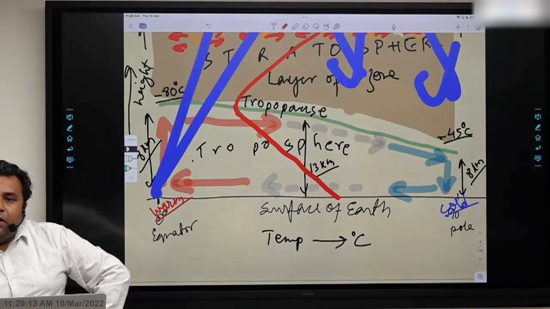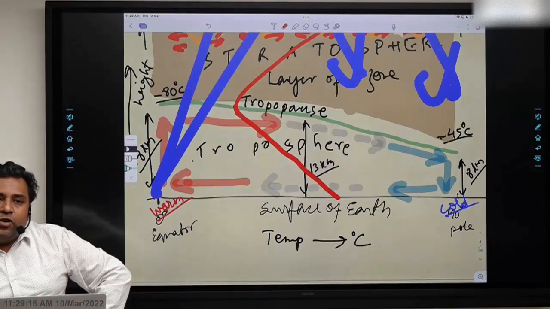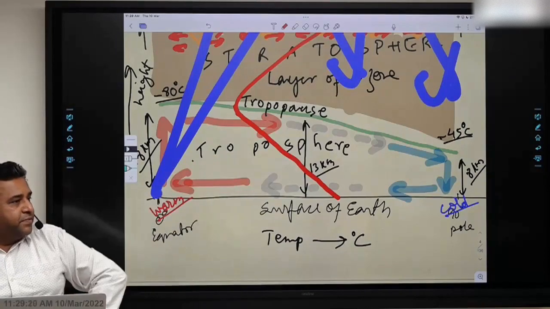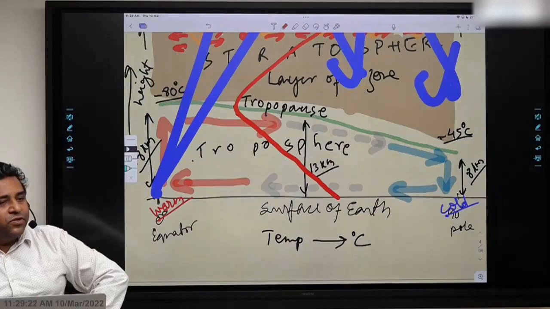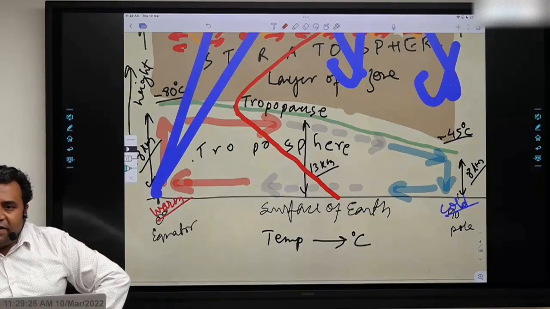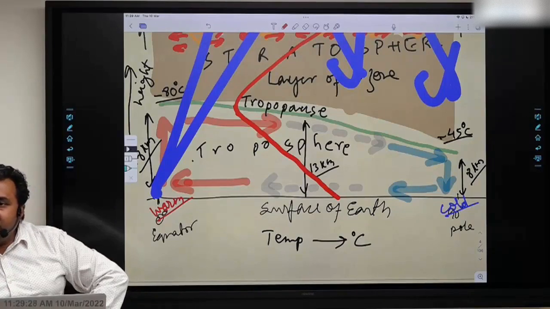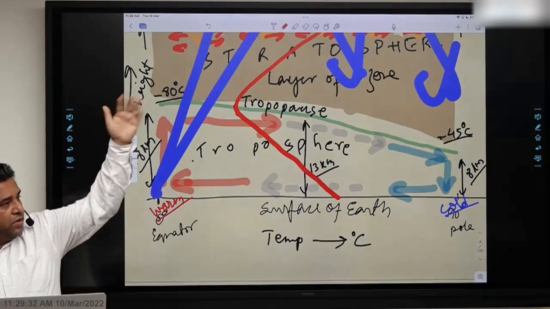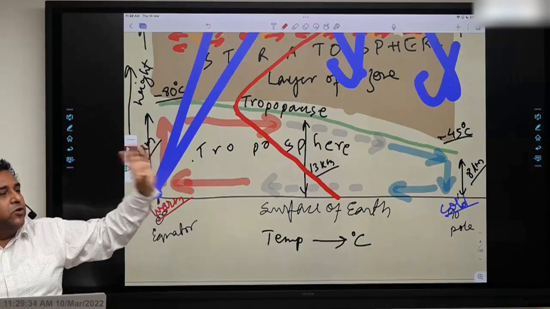At the pole, the troposphere top is cold, at 8 kilometers. We know this. Why? Because the pole is always cold. So there the height is 8 kilometers. And the equatorial region is hotter, so the air tends to rise more, and it goes up to 18 kilometers. Why? Because the equator is always hot.